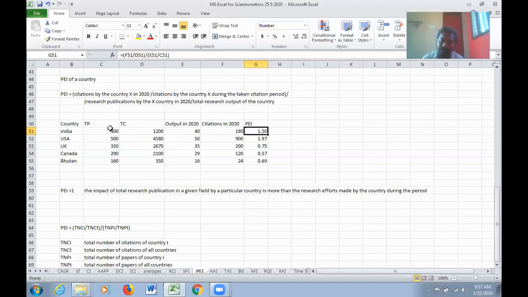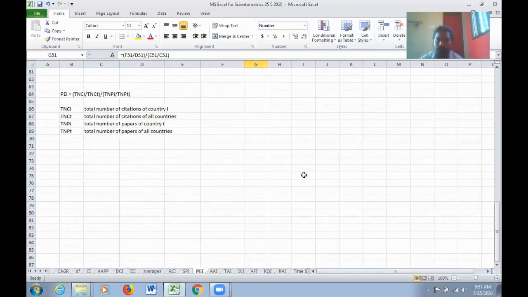Total output of India for all the years taken together. So if you see, India's publication efficiency index is 1.50, a relatively very good efficiency in terms of the number of citations received by Indian publications. Fine. So both are possible.